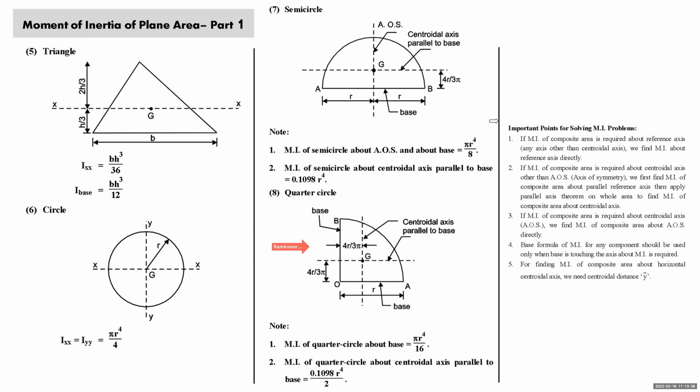Now next, students, it's a working methodology. Important points for solving moment of inertia problems. Now, you are given the composite area and they're asking you to find the moment of inertia of the composite area about reference axis. When I use the word reference axis, that means any axis other than centroidal axis is called as reference axis. So moment of inertia of the composite area about reference axis is obtained directly.